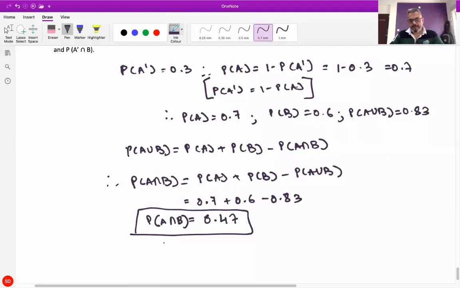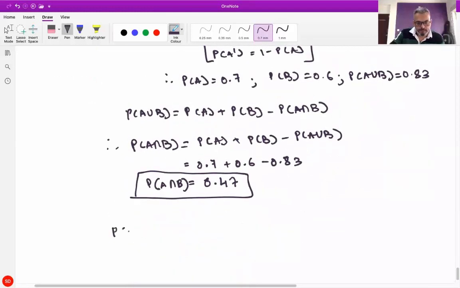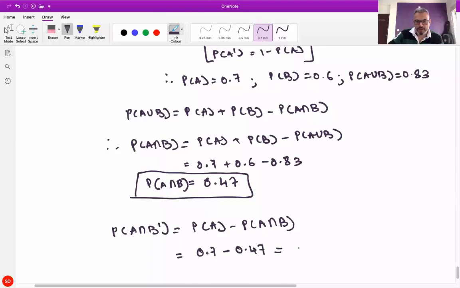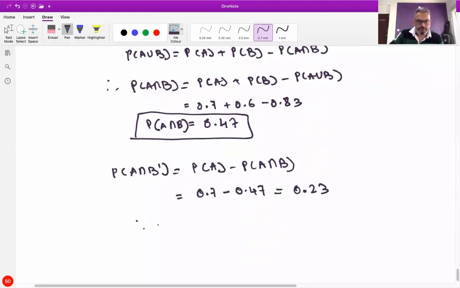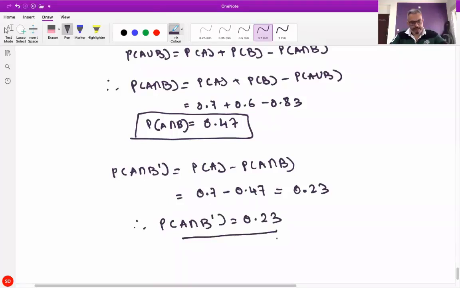Now, we can easily find out P of A intersection B complement is equal to P of A minus P of A intersection B, which is equal to P of A is 0.7 minus 0.47 is equal to 0.23. So therefore, P of A intersection B complement is equal to 0.23. Answer.